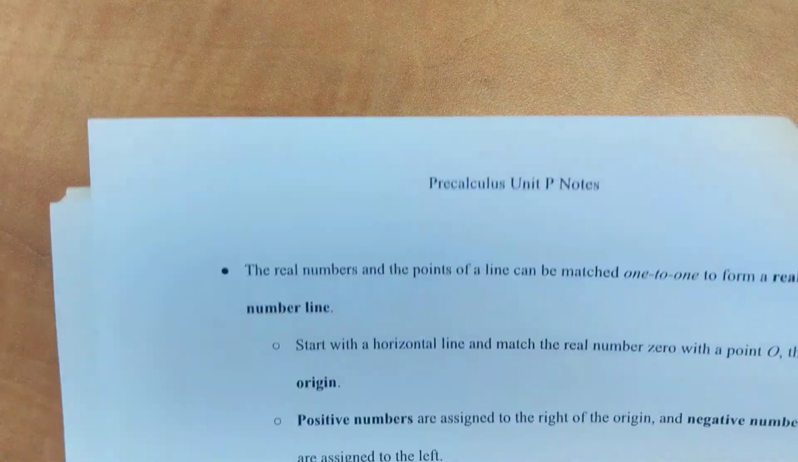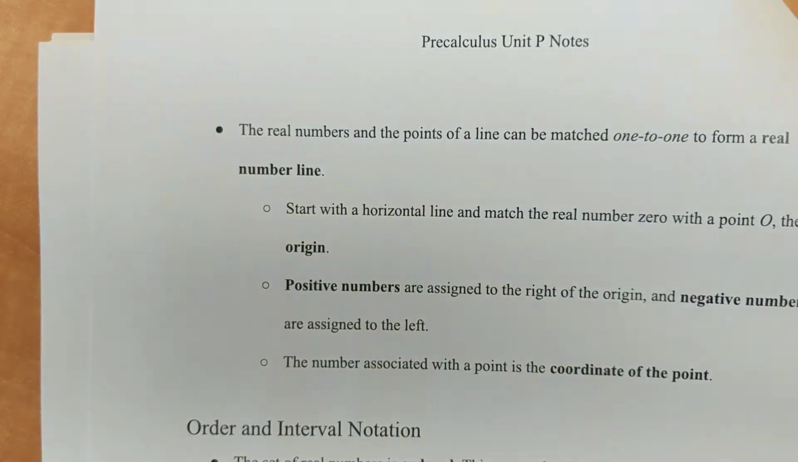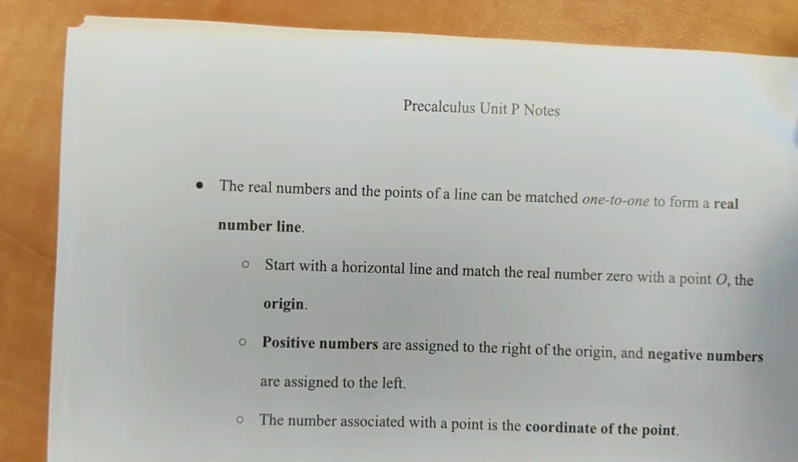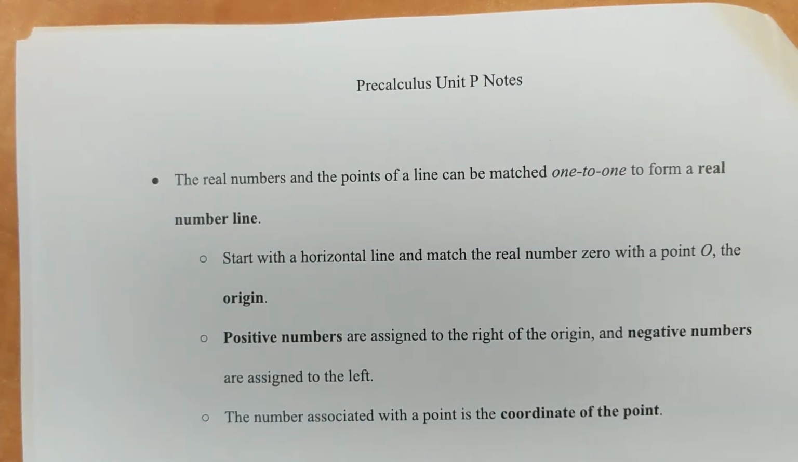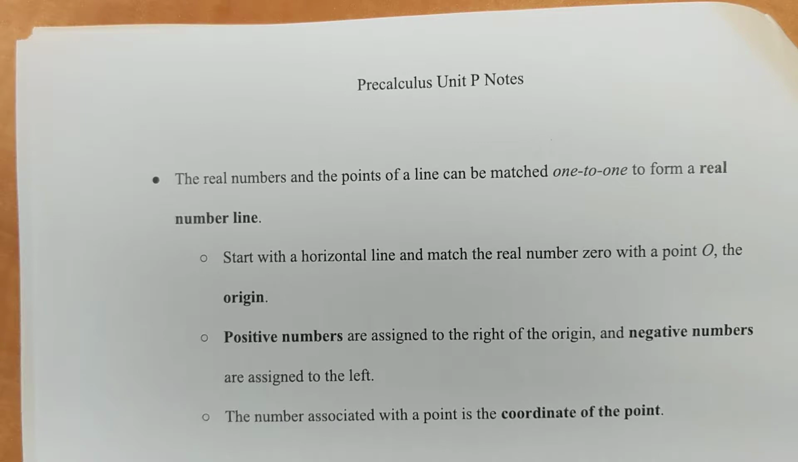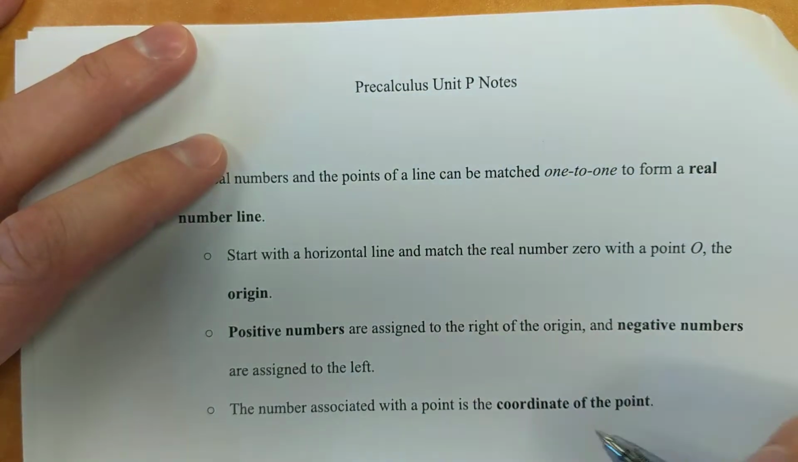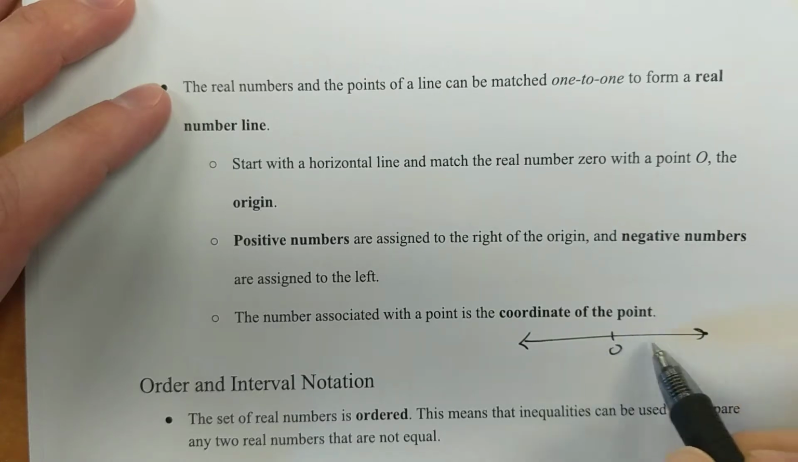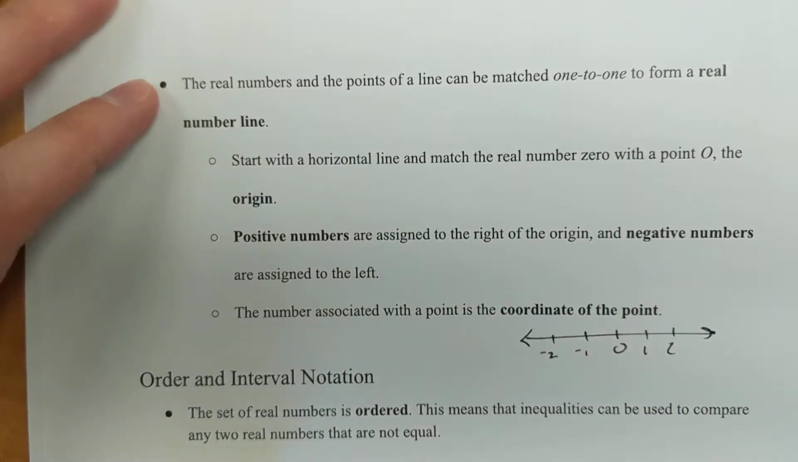All right, so on to the next page. The real numbers and the points of a line can be matched 1 to 1 to form a real number line. So typically you start with a horizontal line, and match the real number 0 with the point O, the origin. Positive numbers go to the right, negative numbers go to the left. So this essentially is just referring to drawing your standard number line. So there's the origin, with positive numbers going right, negative numbers going left.